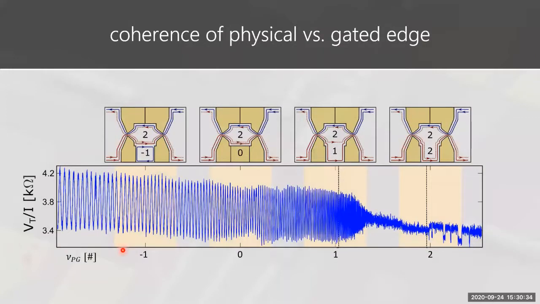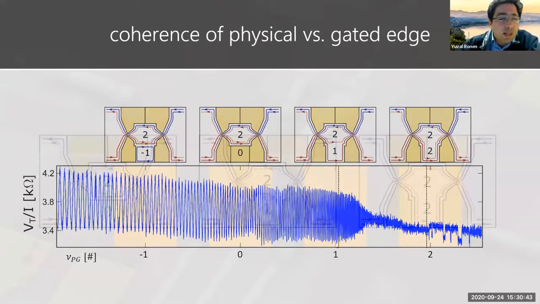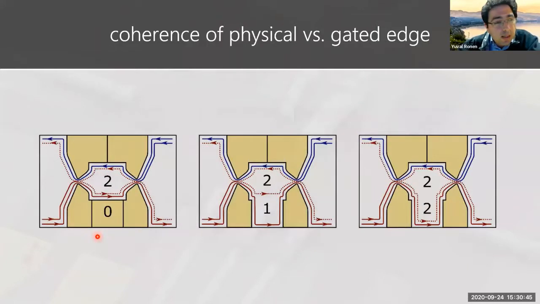Excuse me. The x-axis here. May I ask a question? How do you extract the coherence lengths? Okay. So the way we extract the coherence length is you have the visibility.